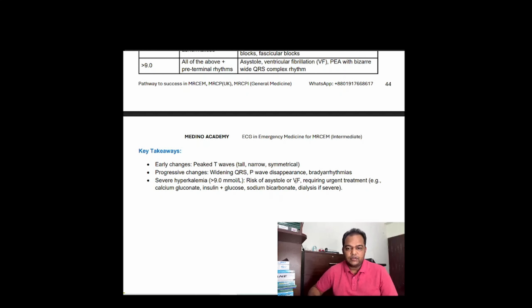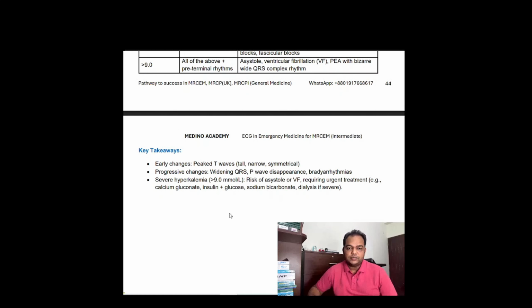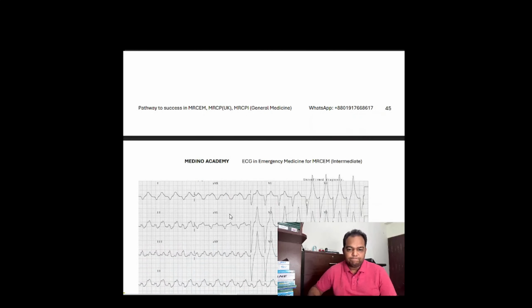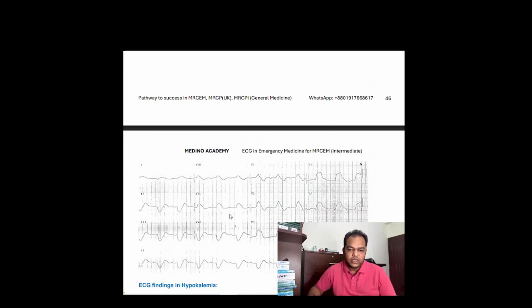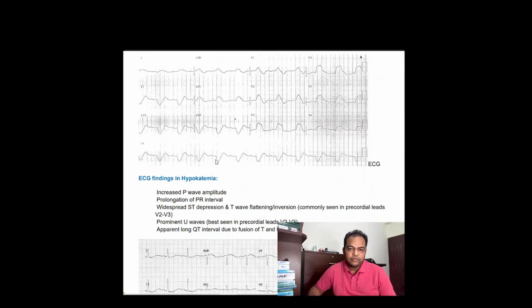And eventually, when the serum potassium level reaches more than 9, there is risk of asystole or ventricular fibrillation. In this case, urgent treatment is required. And eventually, this is the sine wave, which can be found in case of severe hyperkalemia.